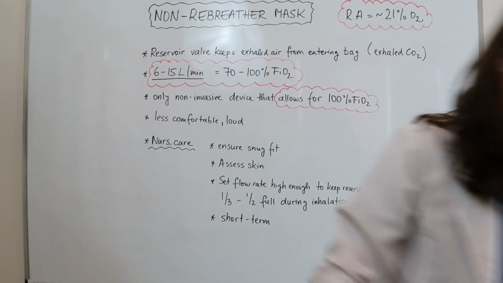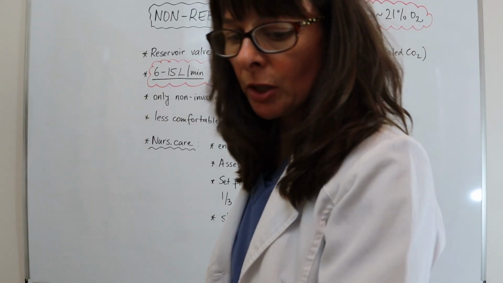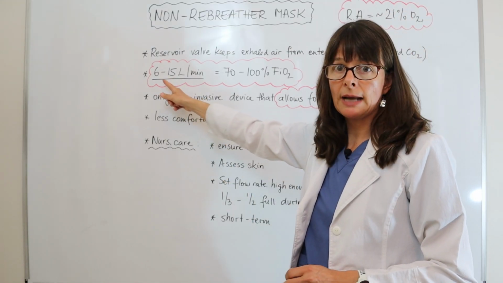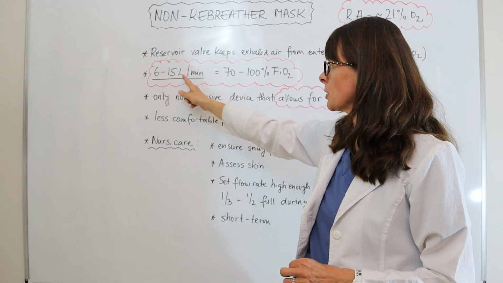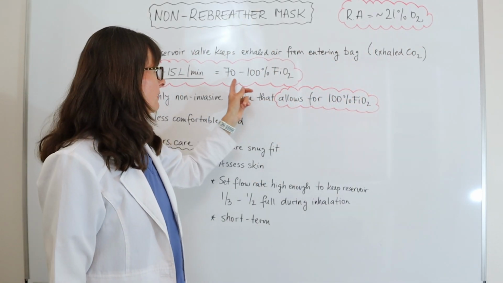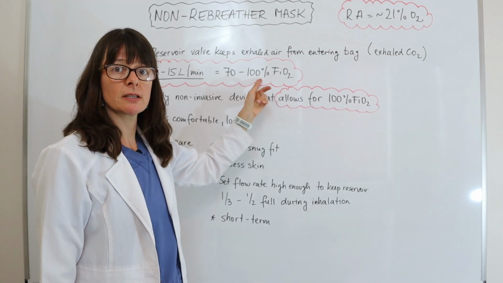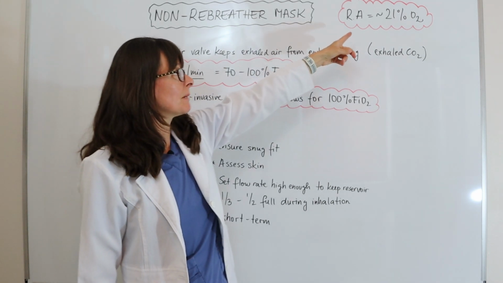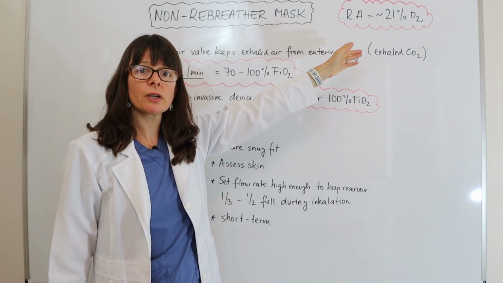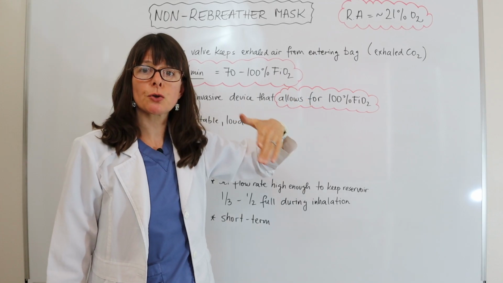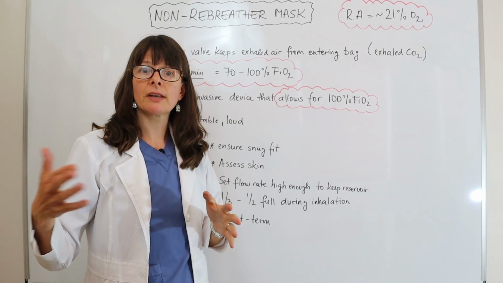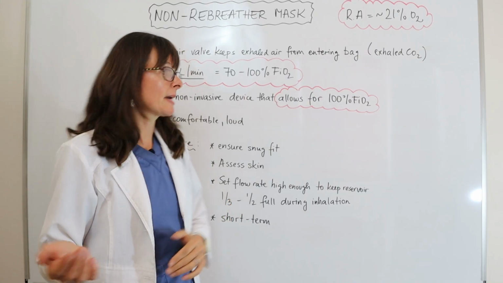Now let's look at this in more detail here. The non-rebreather mask we can set up at the oxygen outlet for 6 to 15 liters per minute, which then allows us to administer to the patient 70 up to 100% FiO2, and that's up quite a bit from 21%. So that patient usually requires a lot of oxygen for a short term until something else can be established, whatever other delivery system that the patient needs at that time.